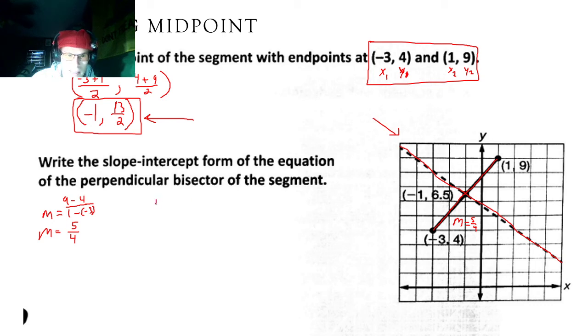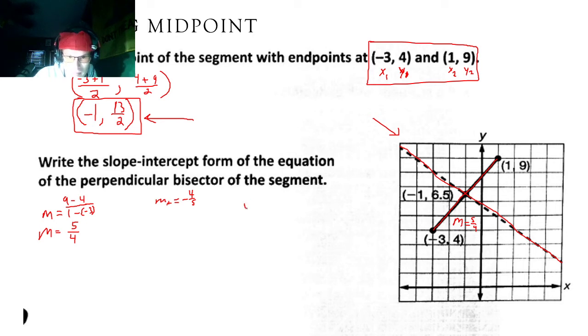The slope of our perpendicular line is negative 4 over 5. All right? So, negative 4 over 5. We have our slope. We have our point. Now we are actually going to use a particular formula in order to solve this, okay?